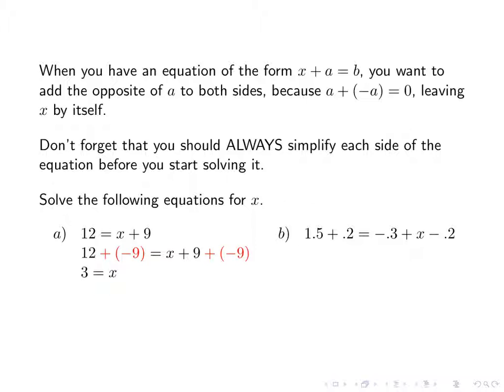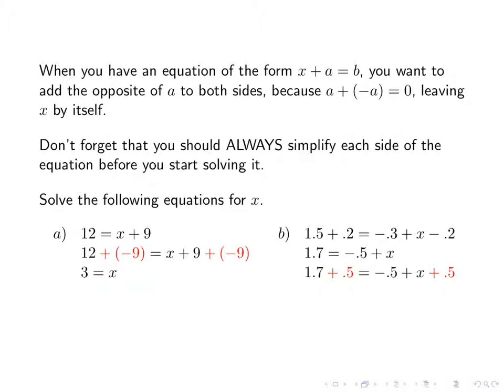Let's try another one. 1.5 plus 0.2 equals negative 0.3 plus x minus 0.2. So before you start trying to add 0.3 to both sides or add 0.2 to both sides, again, you should always simplify first. So what we're going to do is add like terms that we can on the individual sides of the equal sign. So 1.5 plus 0.2 is 1.7, and negative 0.3 minus 0.2 on the right is equal to negative 0.5. So after simplification, we get 1.7 equals negative 0.5 plus x.